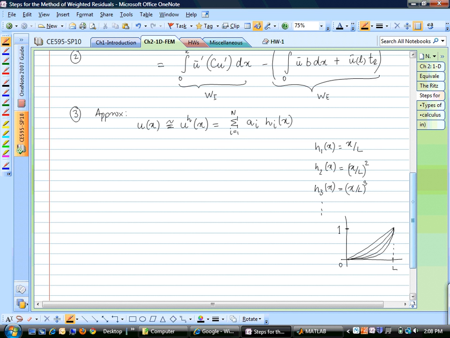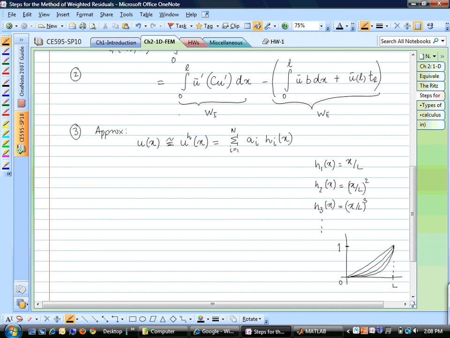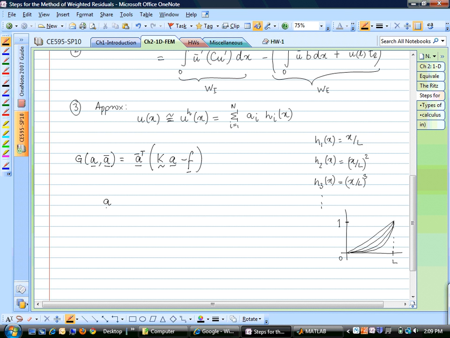We have chosen this approximation, and the fourth step was to actually solve it. But before we can solve it, we need to form our matrices. If you plug this into the weak form that we have here, what you will get is that G of the a vector and the ā vector has to be equal to ā transpose times this equation. Here ā transpose is nothing but a1, a2, all the way. a is the unknown vector that we are going to be solving for. This is the real displacement. We will decide on the value of n later on after we form all these matrices.